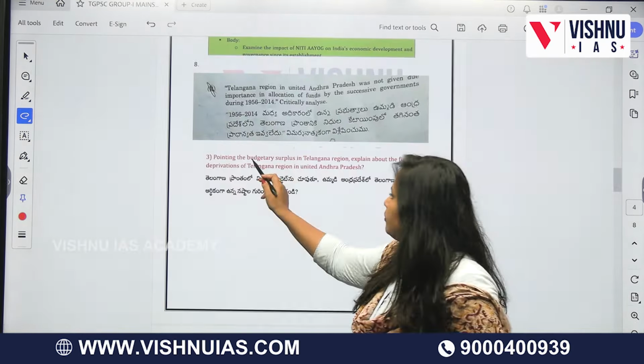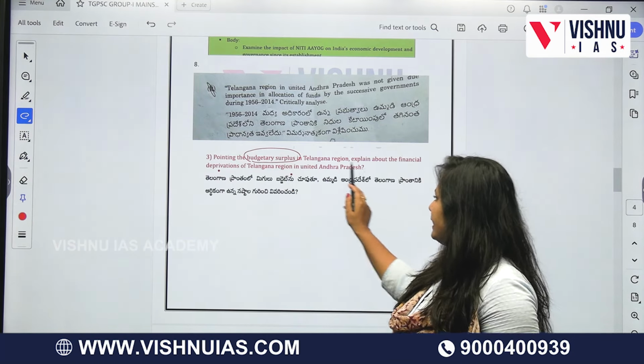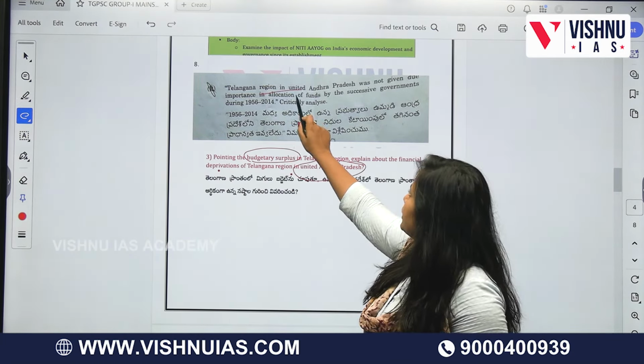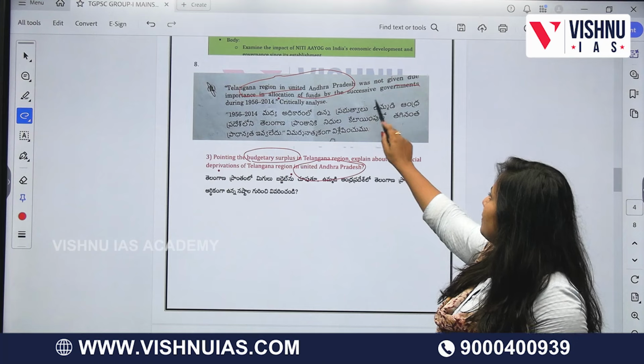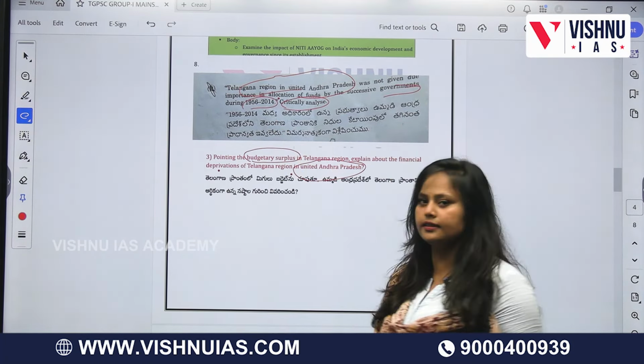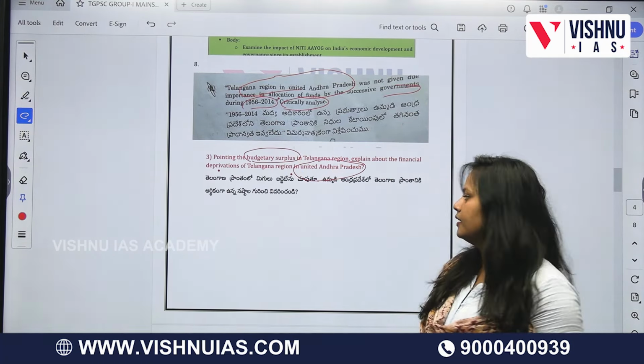Pointing to budgetary surplus in Telangana region. Explain the financial deprivations of Telangana region in United Andhra Pradesh. Telangana region in United Andhra Pradesh was not given due importance in allocation of funds by successive governments during 1956 to 2014. Critically analyze. Look at the keywords: United Andhra Pradesh, Telangana region in United Andhra Pradesh.